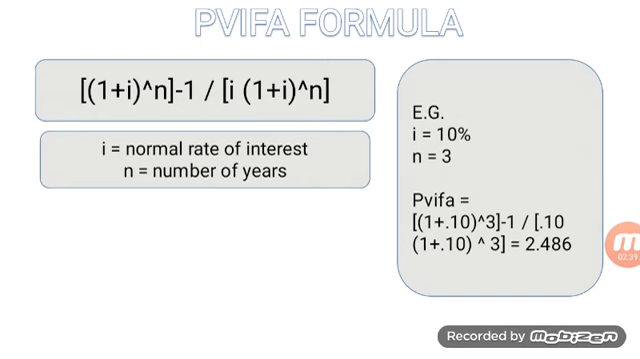We already know the super profit. In this case, 1 plus I means 1 plus 10%, that is 10 by 100 is 0.10, to the power n which is 3, minus 1, whole divided by I which is 10%, that is 0.10, into (1 plus 0.10) to the power 3, that is n. We will get the value of 2.486. This is the simple calculation, but you need to understand one thing. You'll have to follow the BODMAS rule, or else you will not get 2.486, which is very basic mathematics.